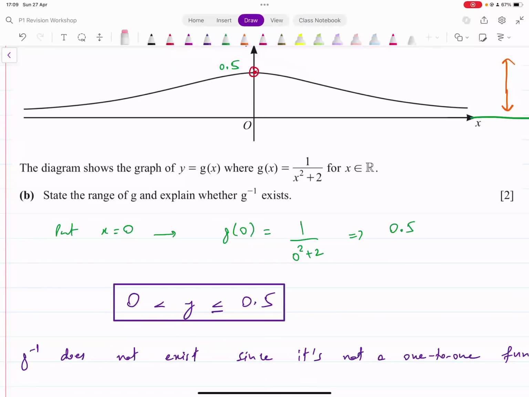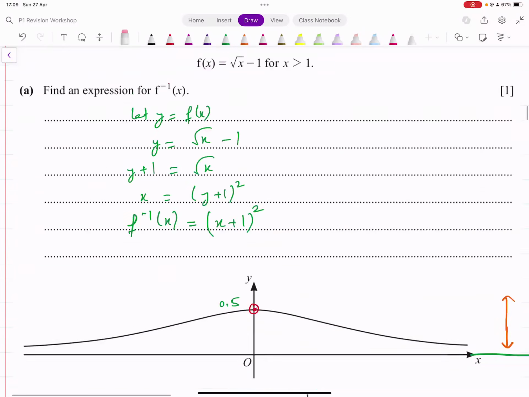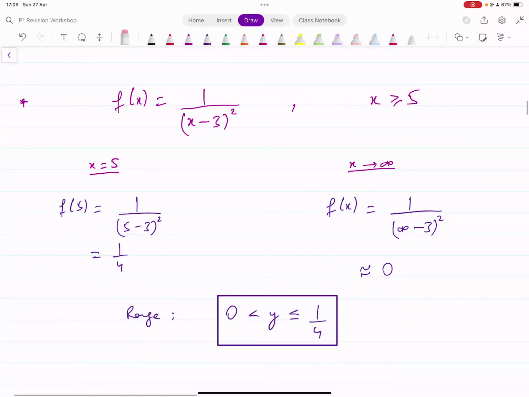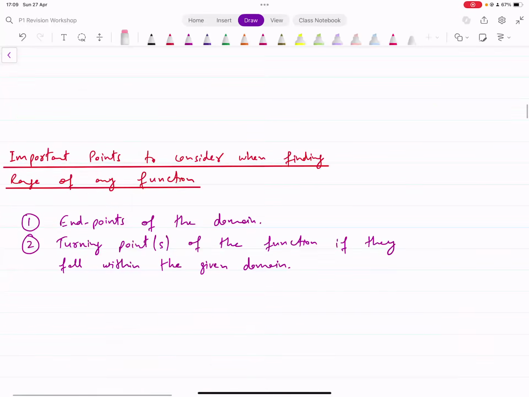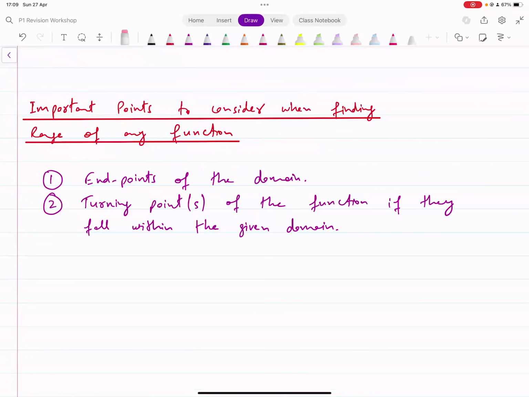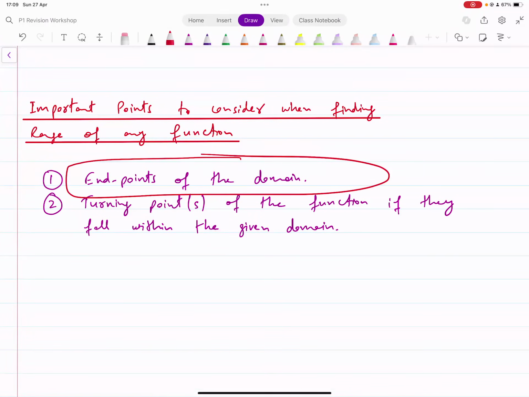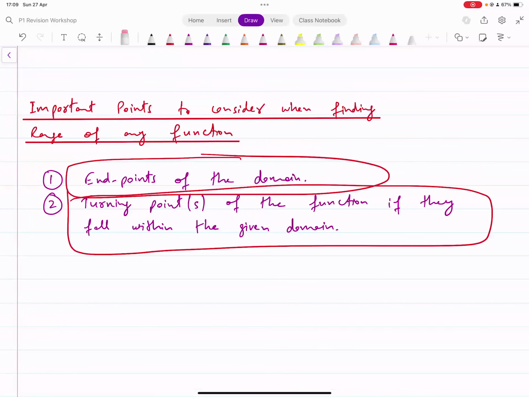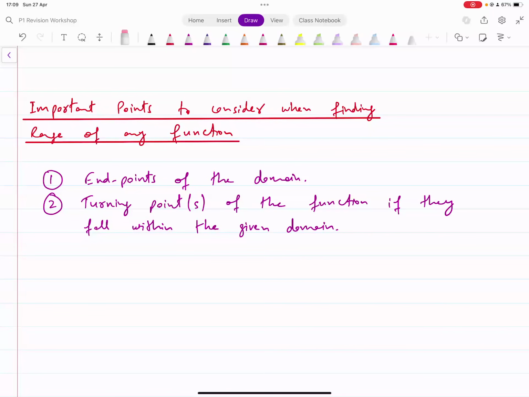Now, for reciprocal functions, they will always give you the graph in case you have to think of the turning point. If they do not give you the graph, then there would not be any turning point, and you can just think of the endpoints. However, there are some functions for which you need to be able to think about the turning points yourself. For example, quadratic functions and trigonometric functions. For these two functions, you will have to consider these two sets of points, endpoints of the domain and the turning points of the function. These are the two points that you will always have to consider to understand what the range of the function is going to look like.